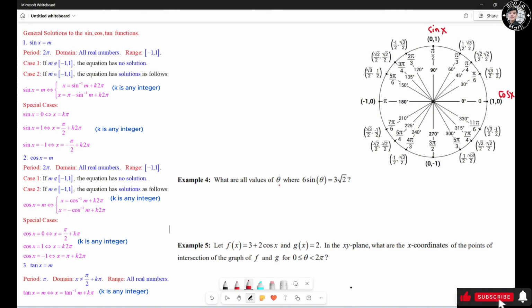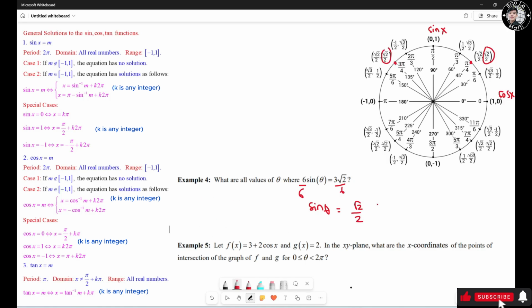Now let's take a look at example number 4. What are all values of theta where 6 sine theta equals 3 root 2? So you need to solve for sine theta first. You need to divide both sides by 6, and then you have sine theta equals root 2 over 2. Now you look for the y values of the coordinate points right here where y equals root 2 over 2. So I have this guy right here, so the angle should be pi over 4. And this guy right here, the angle should be 3 pi over 4.